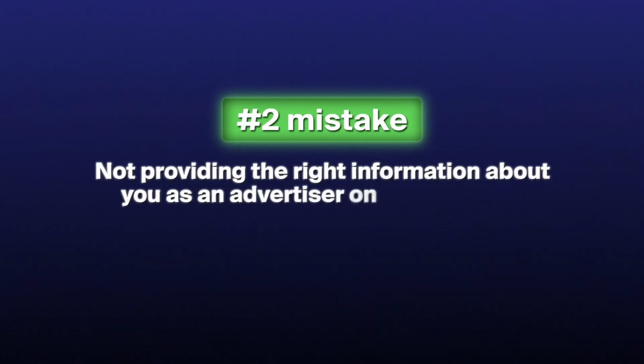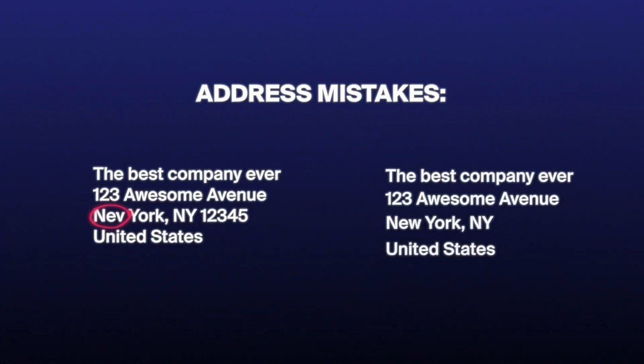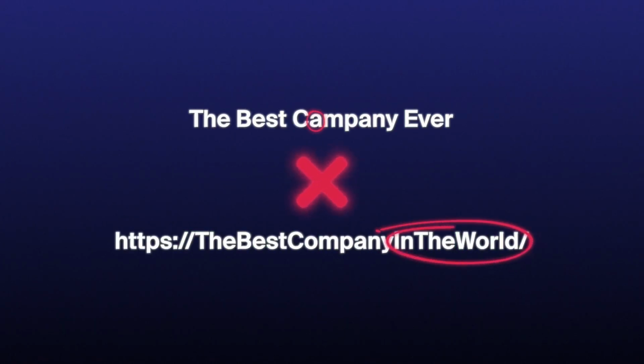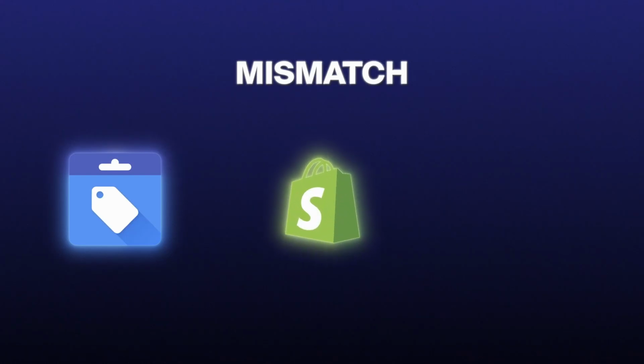All right, mistake number 2 is actually not providing the right information about you as an advertiser on your website in Shopify or in Merchant Center. It happens a lot of time that people misspell their address, they don't provide the full address, their business name is not matching or their website name is not matching, they are missing any tax numbers or identity numbers or any other company information. So there is a mismatch between the information what is required from Merchant Center, the information you push from Shopify to Merchant Center, and the information you have on your front end.